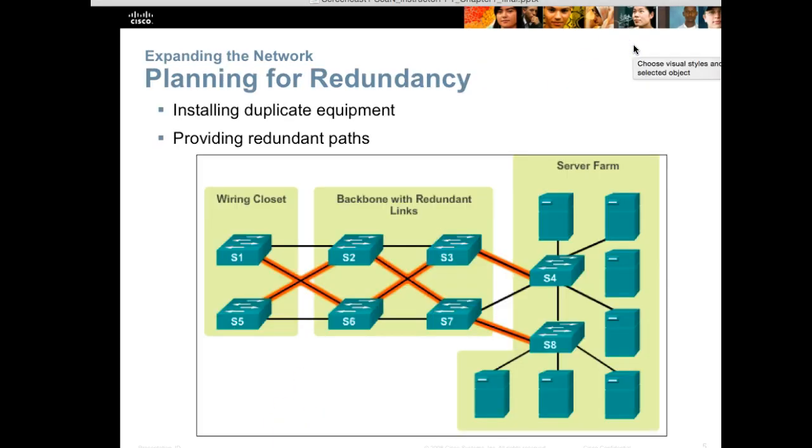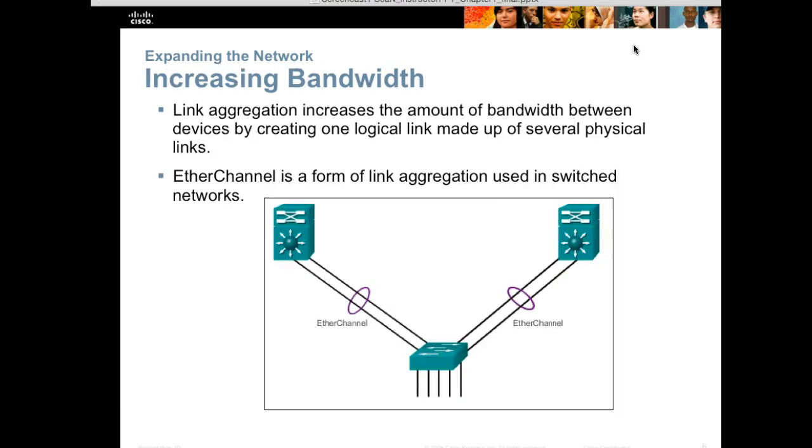So planning for redundancy means buying duplicate hardware, providing redundant paths, and also managing for the spanning tree protocol, which we'll study in another chapter here. So the redundant links are really key because we want to have what we would call a failure domain. And inside a failure domain, well, let's also talk about increasing bandwidth with link aggregation. That's some of the first exercises we'll be doing.